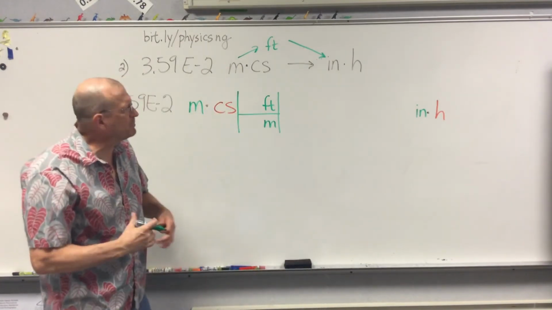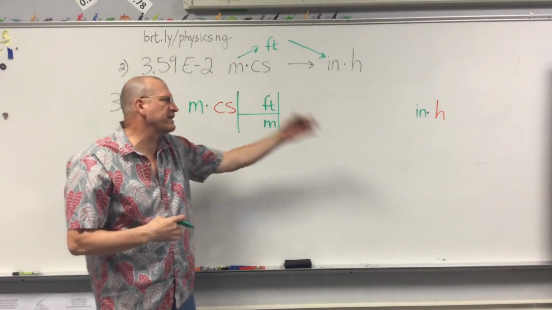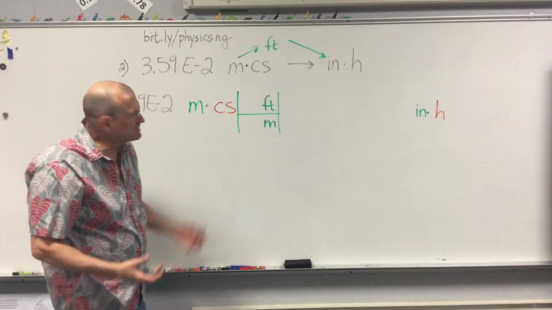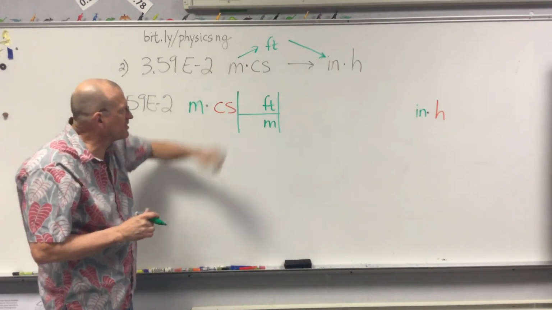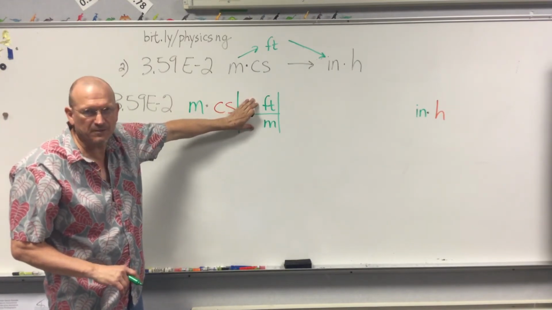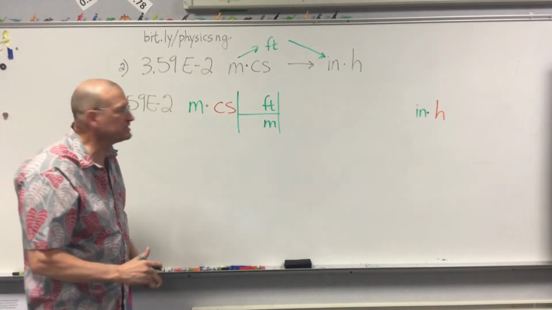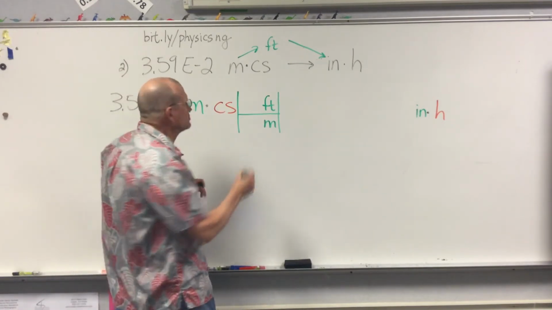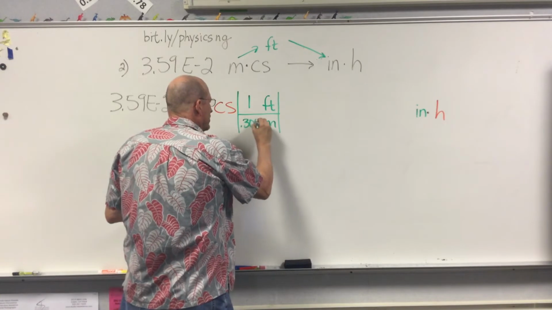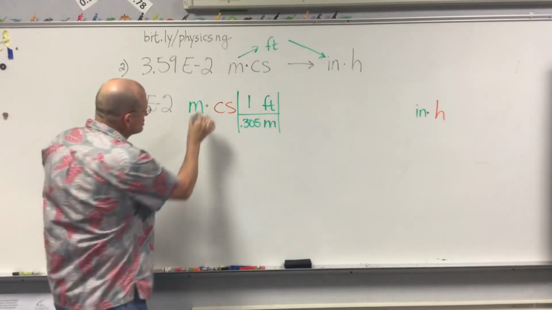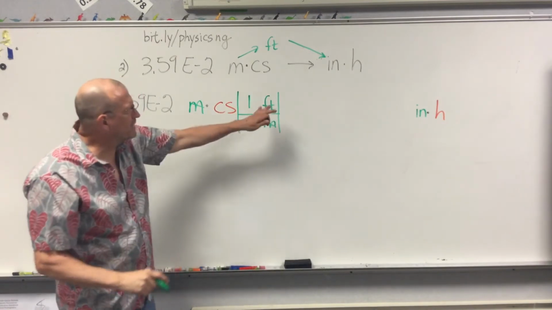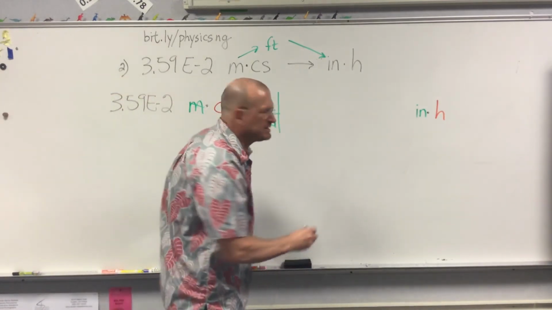Now, this is where some people map out the entire conversion and then go back and put in numbers. Some people like to put the numbers in as they're doing it. So I'm going to go with that. So now I need to put a relationship between feet and meters in here. And remember, there are a couple different ones. I'm just going to choose one. 1 foot is 0.305 meters. So at this point, that meter and that meter have canceled, but I'm not where I want to be yet because I want to get to inches.